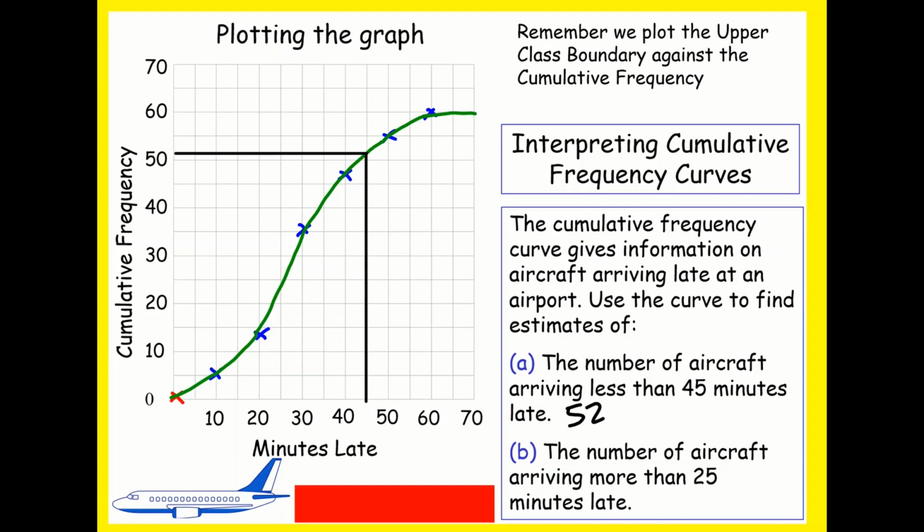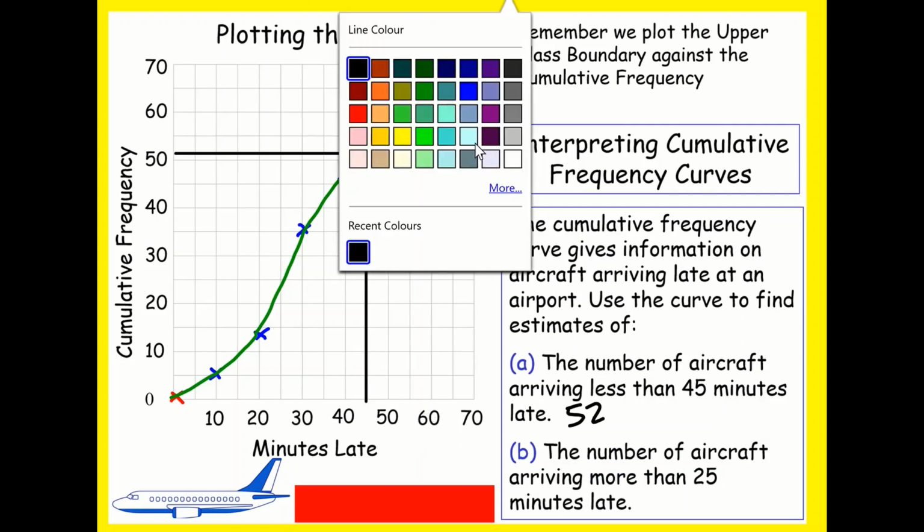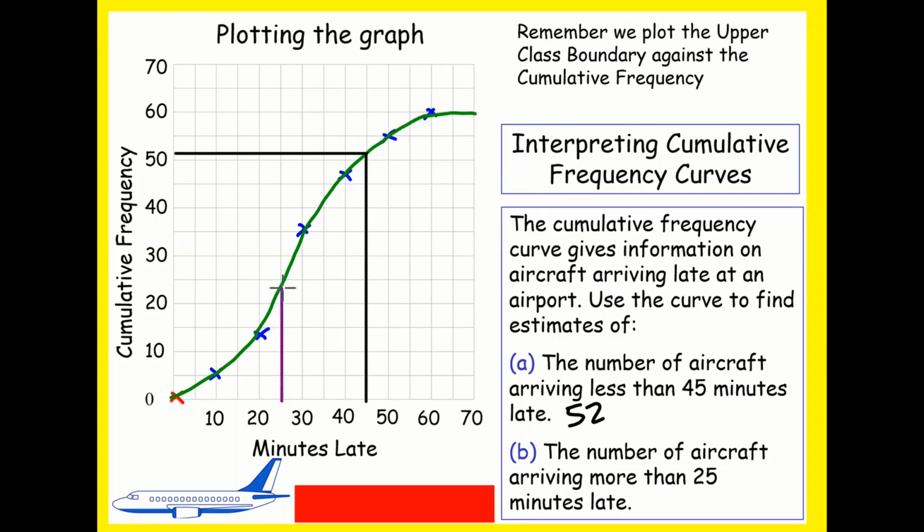So yeah, I basically measured this distance here, and that's what the cumulative frequency graph has given me, the amount of planes that are less than the minutes late that I'm interested in. Whereas the number of aircraft arriving more than 25 minutes late, so I'm going to do a very similar thing. I'll do this in purple, this one. 25 minutes late. Okay, read off. That looks like it's about 23.